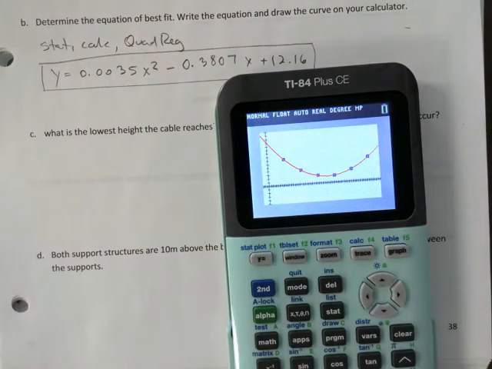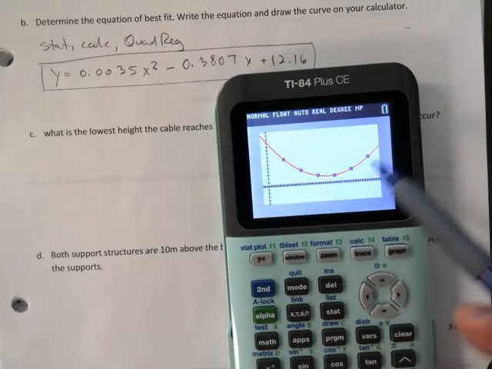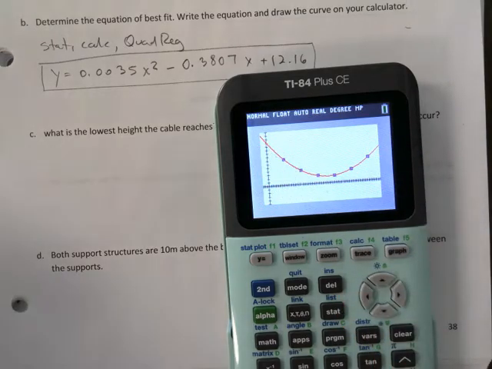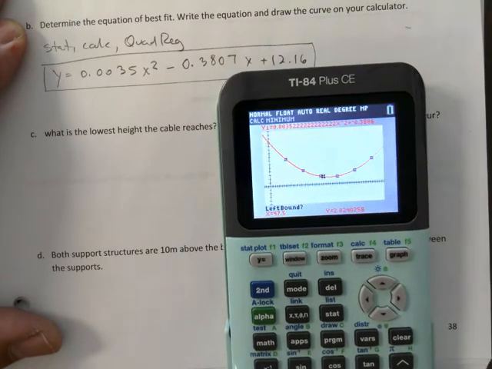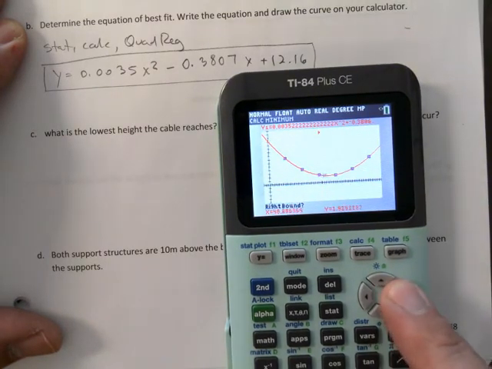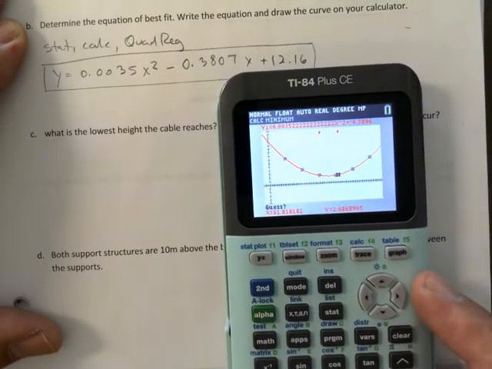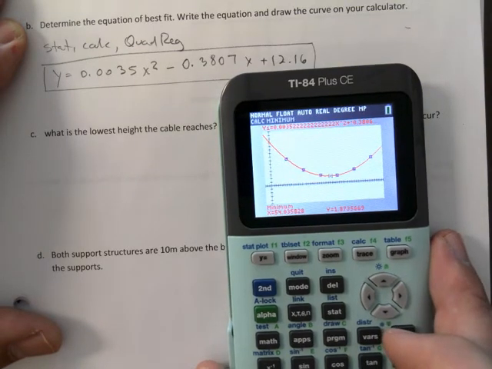So there you see your x and y axis. No x-intercepts, so that's different, right? It's pointing up, which is what we expect of a cable that's supporting a bridge. So the lowest point, let's go ahead and find that. That would be min, right? We're finding a min here. Left boundary, right boundary. 54.